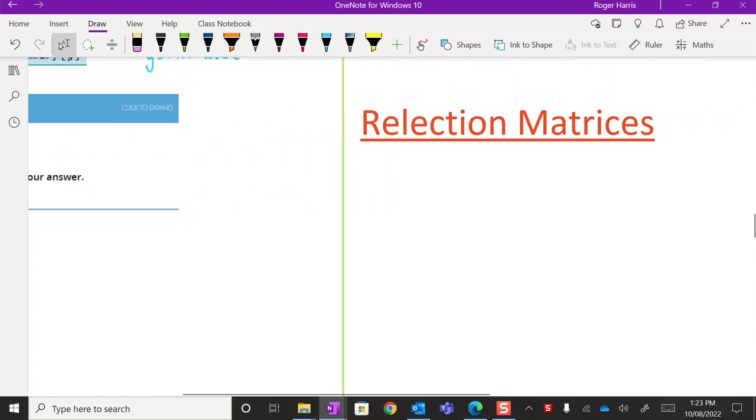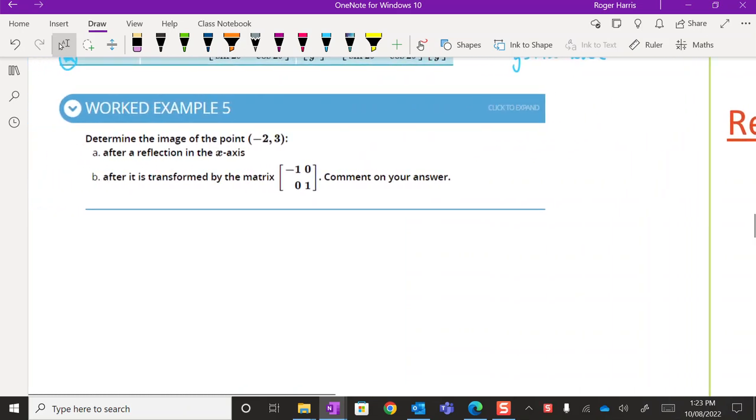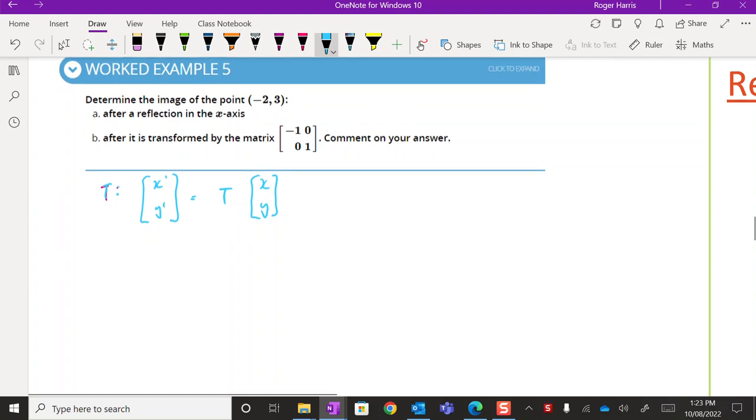So I've just gone through and shown you all these reflection matrices and where they came from. So now we're going to apply them. The transformation is going to happen, we're going to get an image, and how we get that is whatever our transformation matrix is times our x, y. In this particular example, we are going to have a reflection in the x-axis.